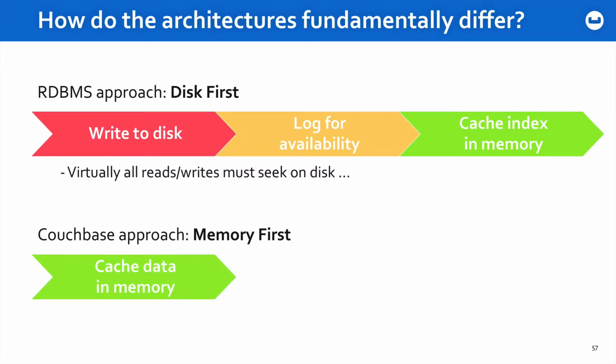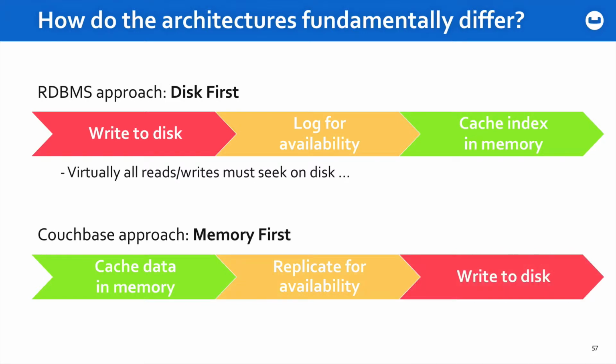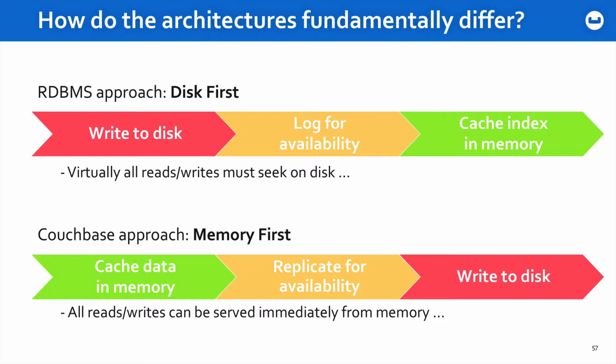The genetics of Couchbase are in the memcached product. It's always been a memory-first product. As your data comes in, the data is immediately cached in memory. It's then replicated for availability, and yes, it is written to disk, but all your reads and writes can be served immediately from memory. That speed difference can be critical in a lot of modern applications with millions of customers or millions of devices reading and writing data continuously.